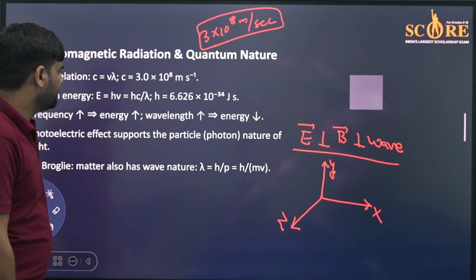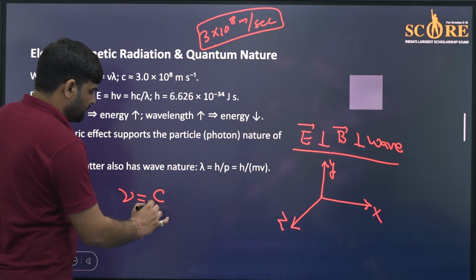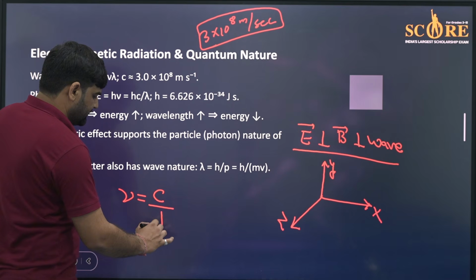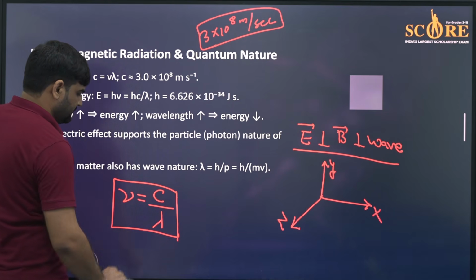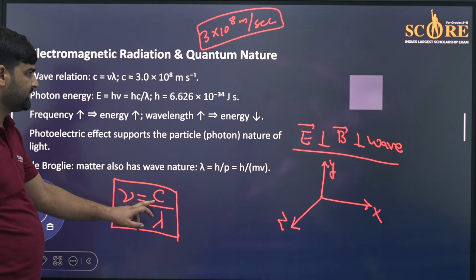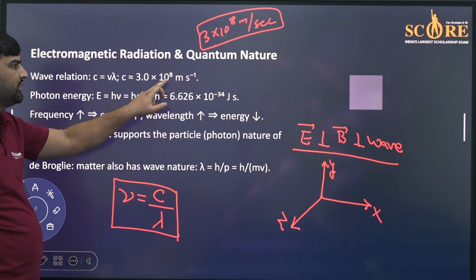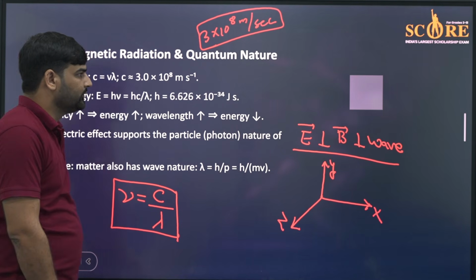We have a simple relation between nu, frequency of radiation, and wavelength of radiation. Nu equals c upon lambda. C is speed of the light, 3 multiplied 10 raised to power 8 meter per second. Frequency and wavelength.